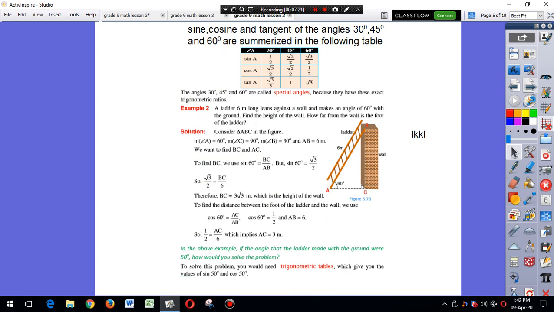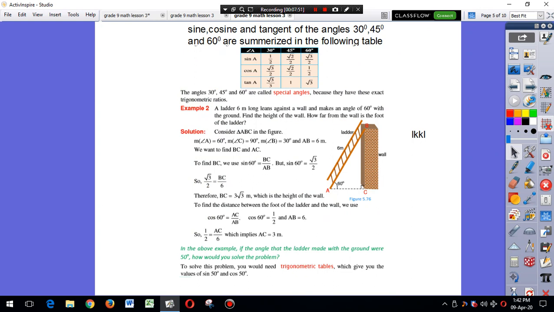So sine, cosine, tangents of the angles 30, 45 and 60 degrees are summarized in the following table. We are going to see the exact values of special angles. Sine 30 degrees equals 1 over 2. Sine 45 degrees equals square root of 2 over 2. And sine 60 degrees equals square root of 3 over 2.